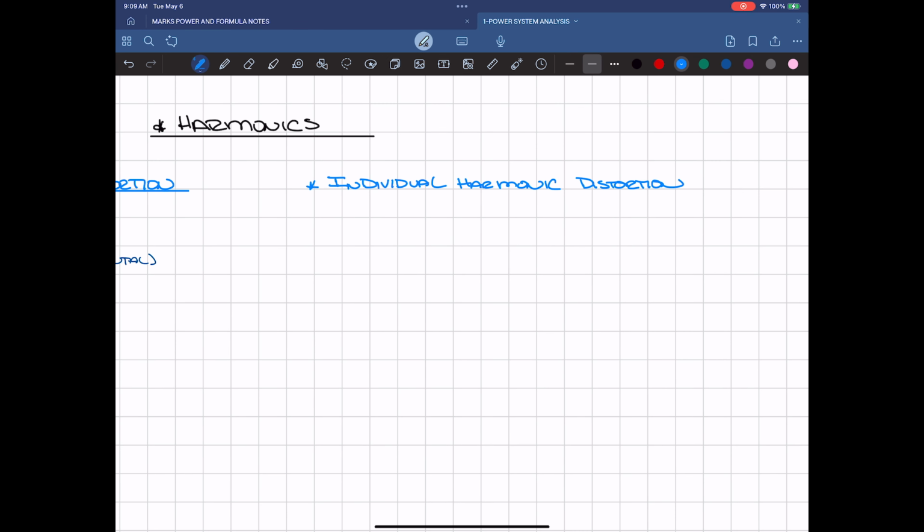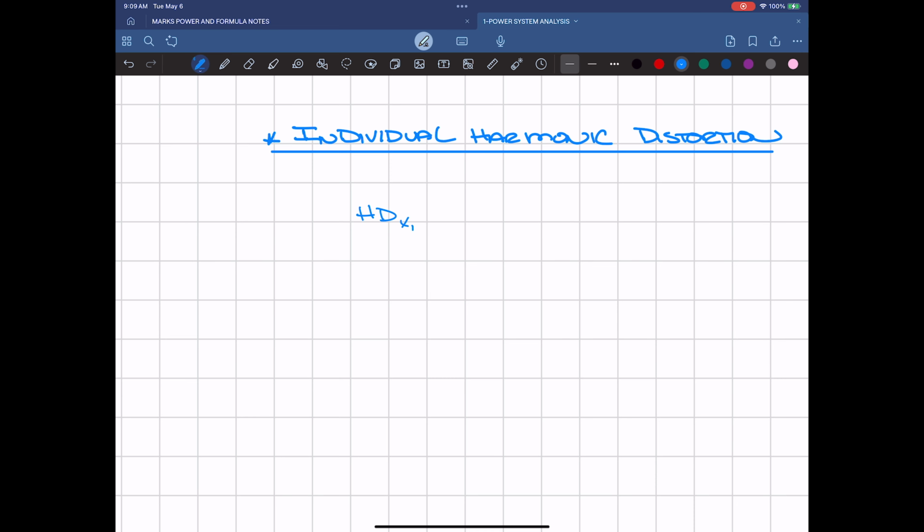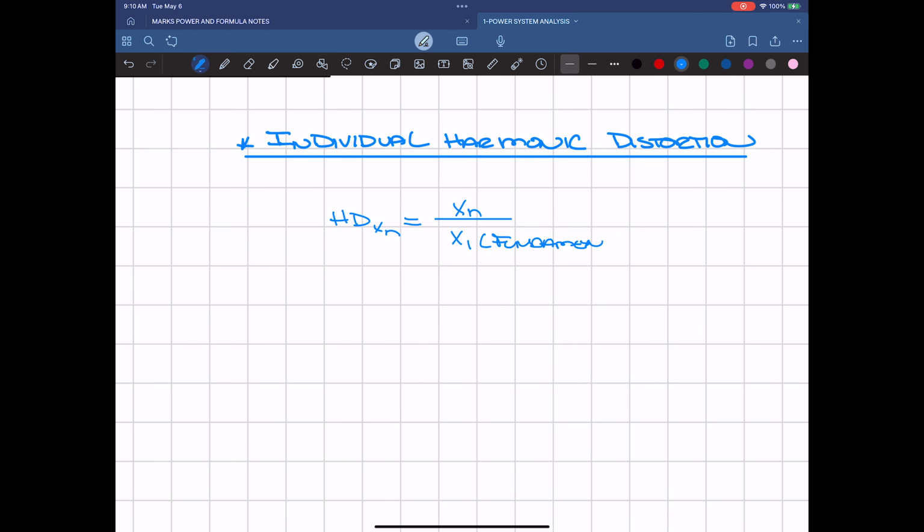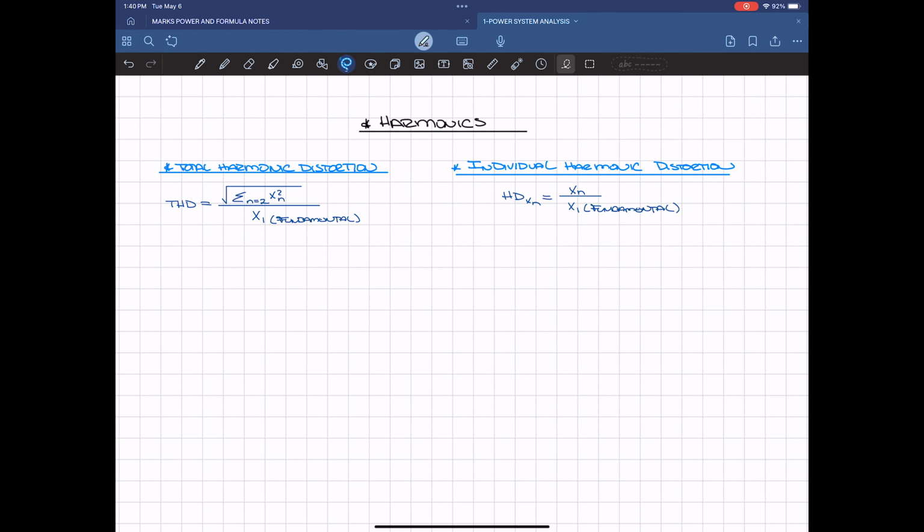Now this is the ratio of the individual harmonic over the fundamental harmonic. In the total harmonic distortion, we have the square root of the sum of all the individual harmonics squared, whereas in the individual harmonic distortion, we're only focusing on one harmonic each over the fundamental harmonic.